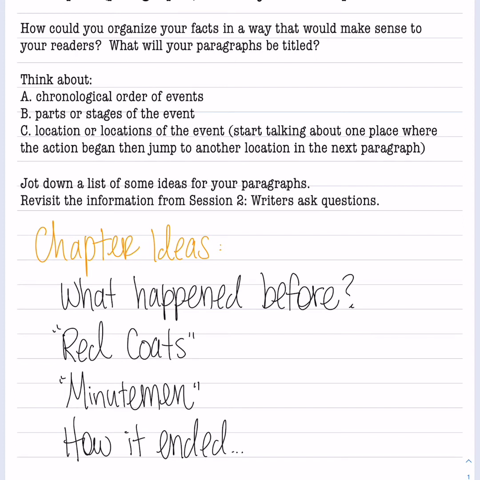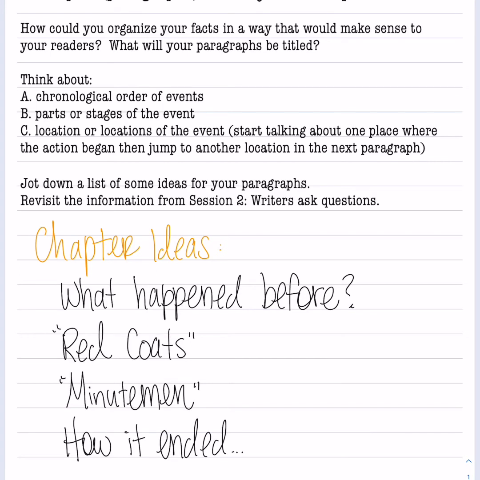Start with what happened first. Then move on, and each paragraph talks about main topics within that event. Another way is similar parts or stages of the event. Now this is going to work really well for those of you who have bigger subtopics such as the Alamo. That has multiple stages in that one subtopic.